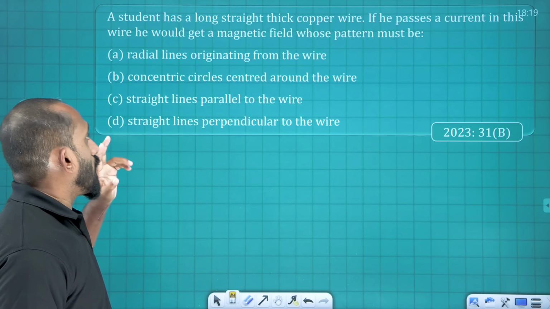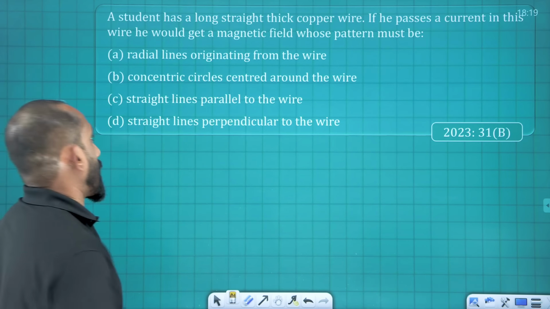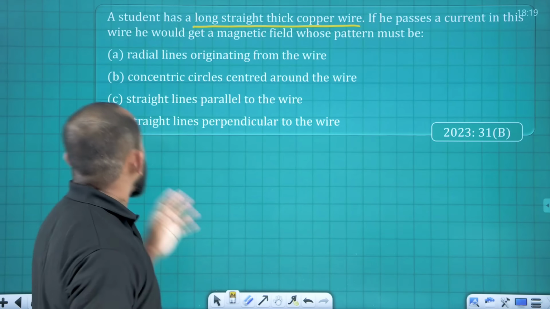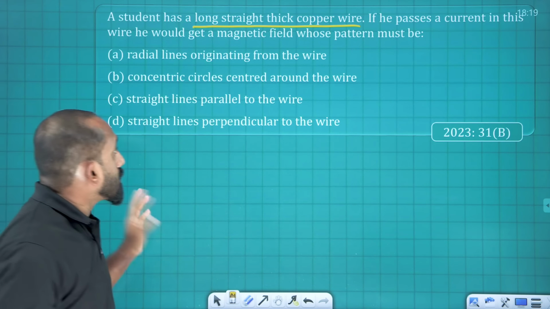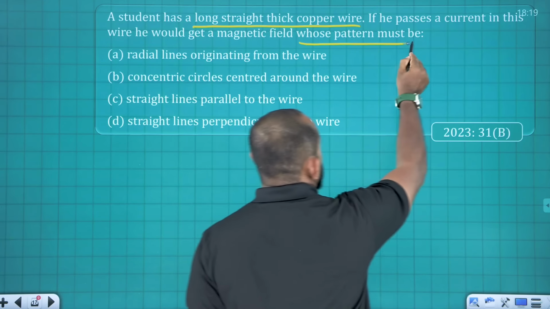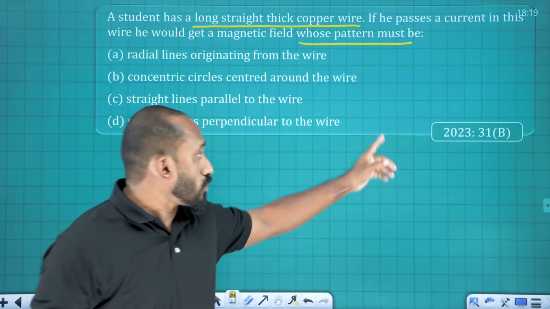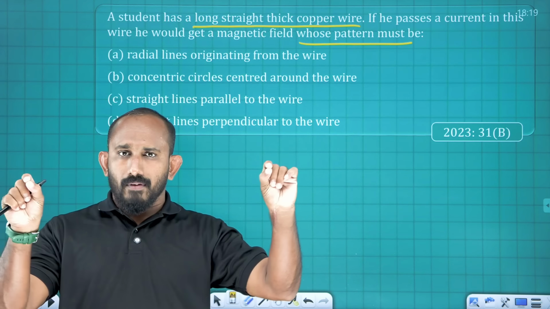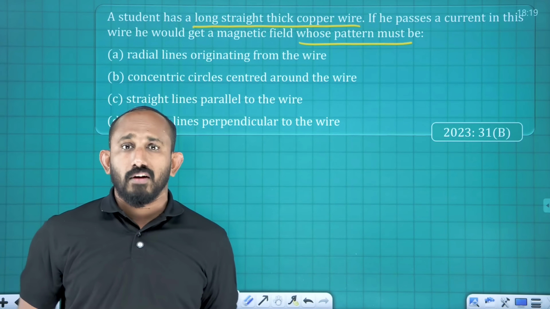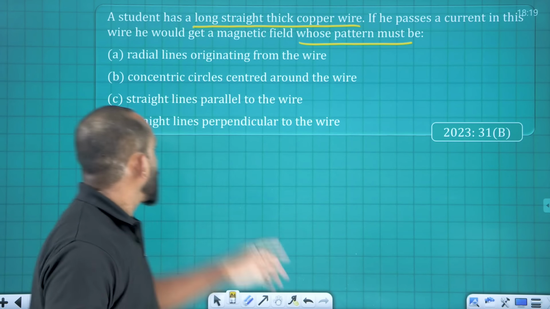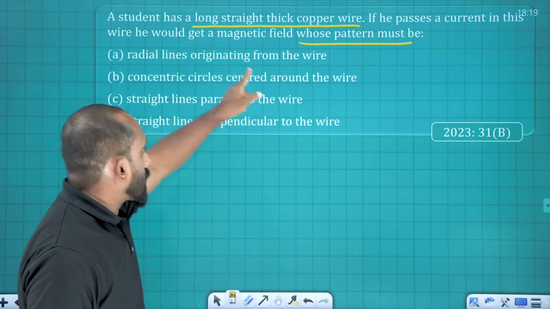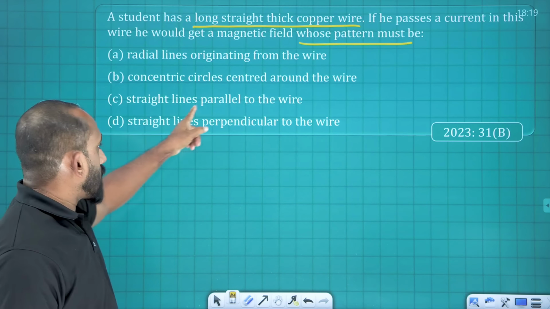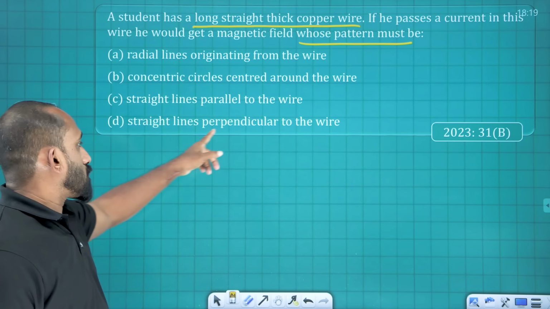A student has a long, straight, thick copper wire. If he passes a current in this wire, he would get a magnetic field whose pattern must be... See, in 2023 this question came in one of the regions. A long, thick copper wire is there. Around this, he will get a magnetic field in which pattern? Very simple. Radial lines originating from the wire, concentric circles centered around the wire, straight lines parallel to the wire, straight lines perpendicular to the wire.